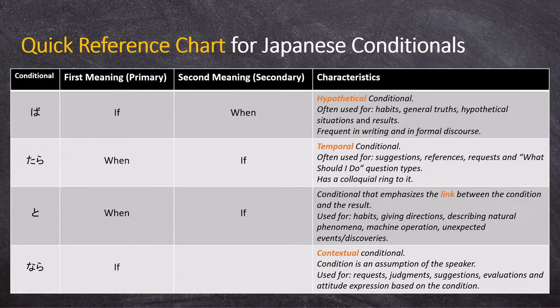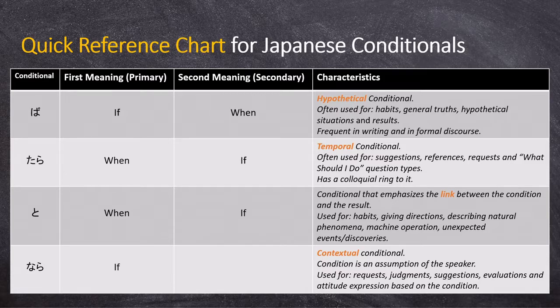Because to, if we want to really narrow it down, emphasizes the link between the condition and the result, and that is why we use it for habits, giving directions, describing natural phenomena, machine operation, unexpected events, and discoveries. You can see here that the first and primary meaning is "when," simply because to is practically saying that as soon as this condition happens, the result will happen inevitably and almost instantaneously. So when you really want to highlight the link that exists between the two, or when you are saying something in the vein of the mentioned things, to is really good to use.